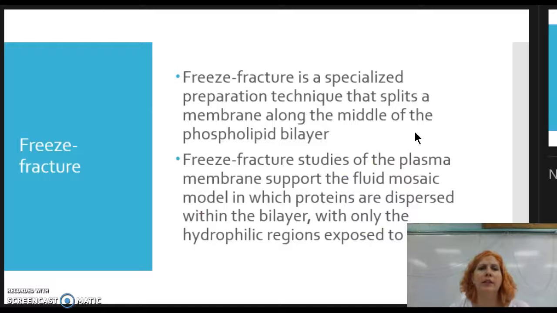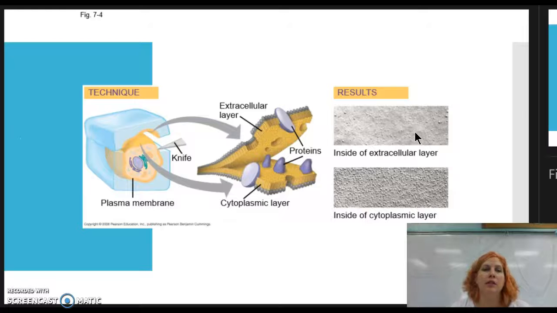Freeze fracture is a specialized preparation technique that splits a membrane along the middle of the phospholipid bilayer. Freeze fracture studies of the plasma membrane support the fluid mosaic model, in which proteins are dispersed within the bilayer, with only the hydrophilic regions exposed to water. So here's the technique in the picture of freeze fracture.